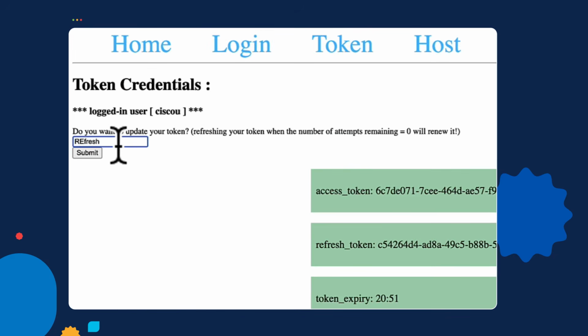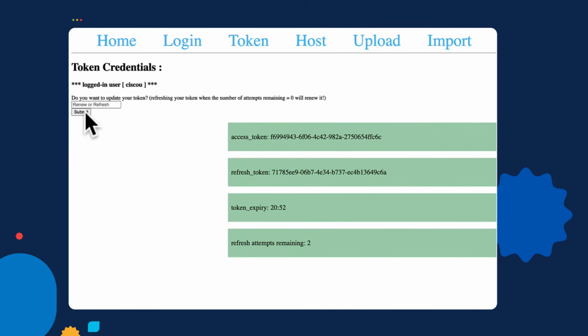So if you wanted to refresh your token, you could do this. You'll notice those codes changed, or you could simply do a renew, and that resets it so it can be refreshed up to 3 times. So as long as you're logged into the application, you can renew or refresh your token, but it gives you an indication after which the current token is no longer of use.